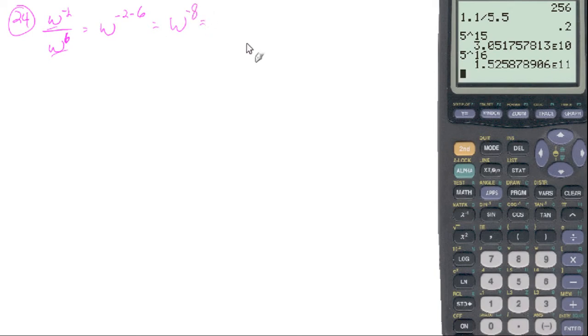Okay, we don't want to leave that negative. The only time you would leave the exponent negative, consistently, would be in scientific notation. That's the only time. Otherwise, we'll make sure to write this as 1 over w to the 8th. Right. 25.